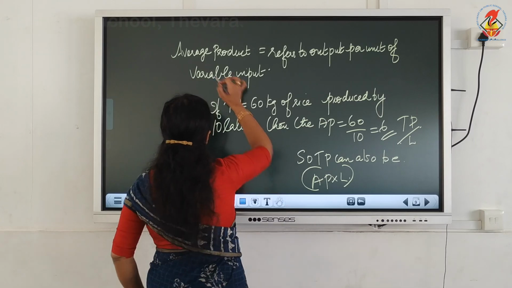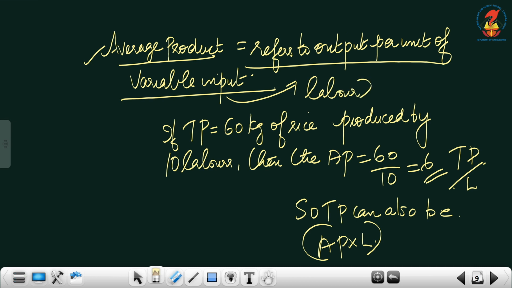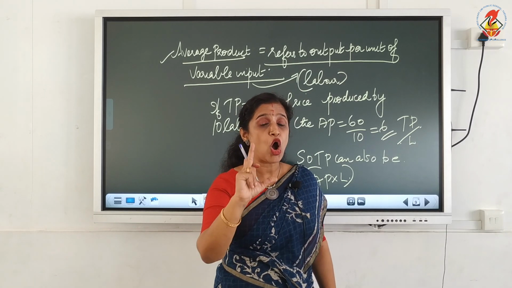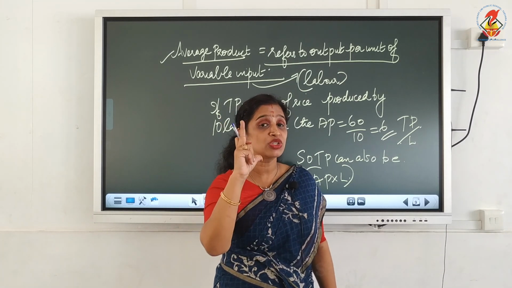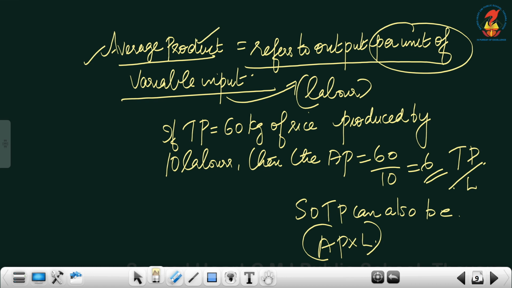Now what is average product? Average product refers to output per unit of variable input. What is a variable input here? The factor which changes, labor, isn't it? So we have taken labor as a variable input here. Output per unit of labor, how much each labor can produce, that is known as average product. So average product refers to output per unit of variable input or per unit of labor. Output per unit of labor means per unit labor, how much output is produced.